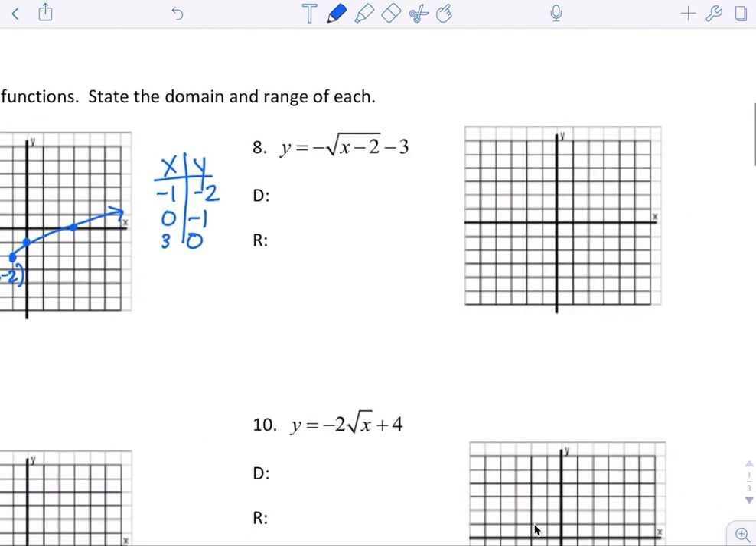This next one, make an XY table. In order for the square root to be a 0 on the inside, we should substitute in 2 for x. So if you substitute 2 into x, 2 minus 2 would be 0. Square root of 0, 0. 0 times negative 1, 0. 0 minus 3, negative 3.